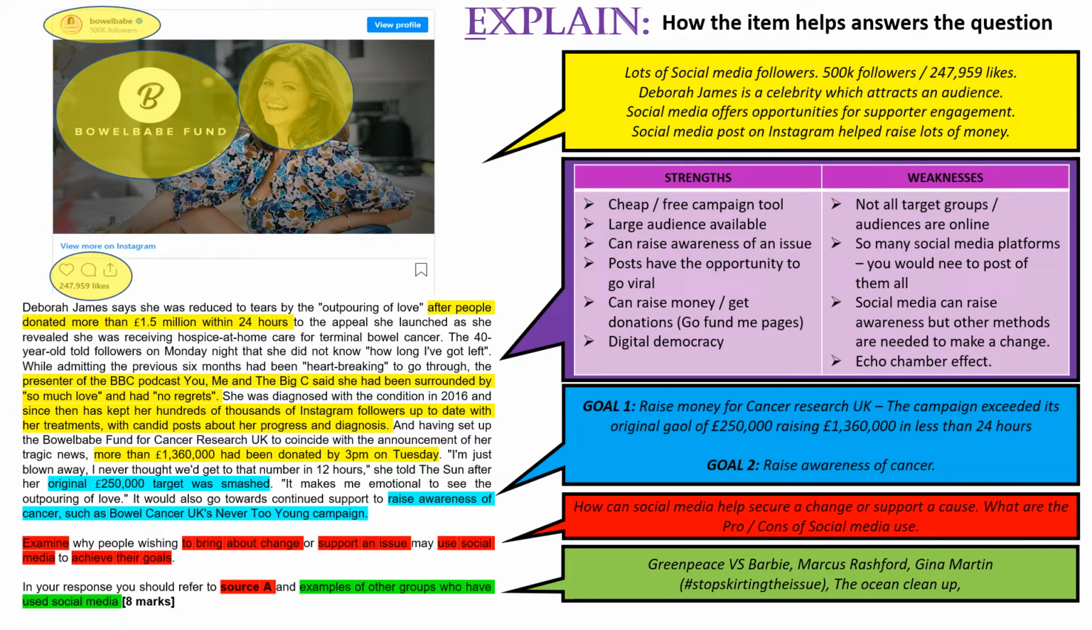And finally, you get the echo chamber effect. Often the people you are raising awareness of already support your cause, already interested in your issue, and probably therefore they're going to be more likely to support it anyway. One of the things you may be trying to do with a campaign is target people who you wouldn't normally interact with or people who wouldn't normally support your issue, and again, you're trying to bring them on board.